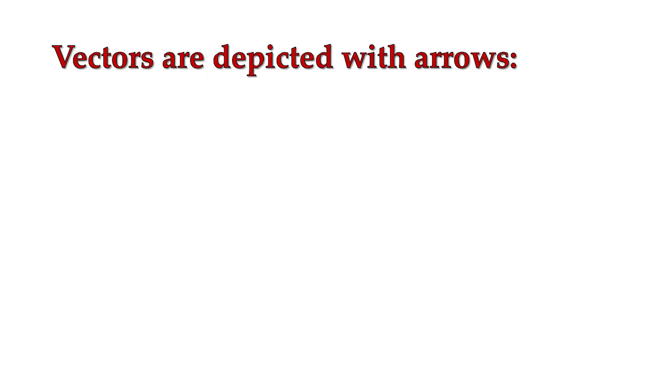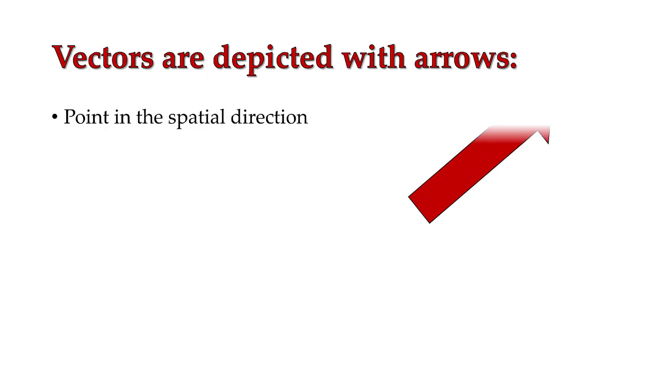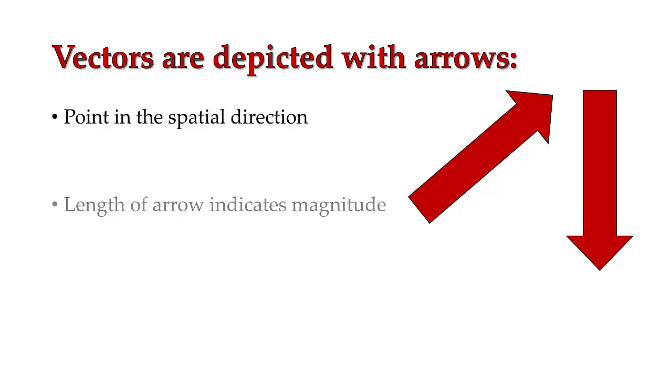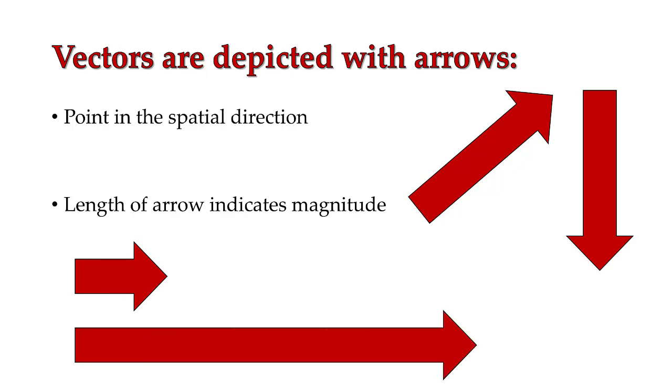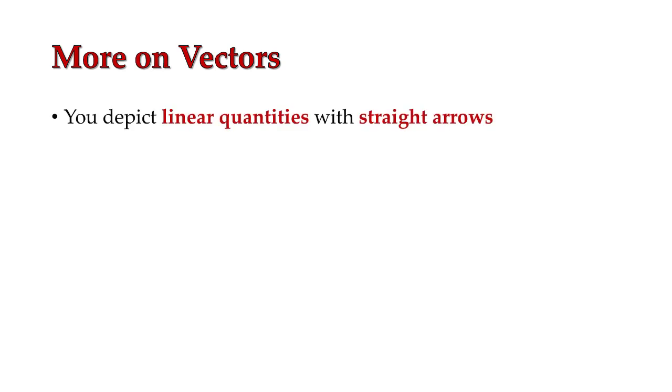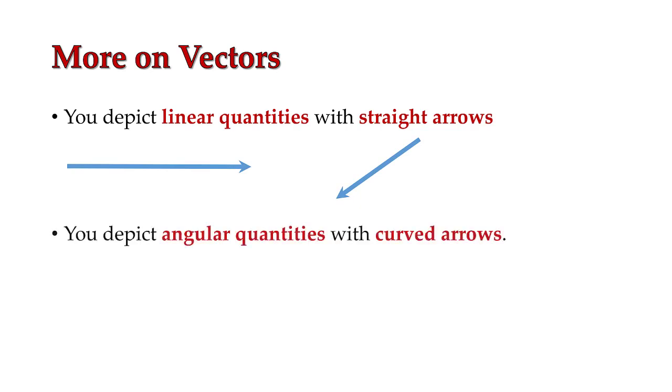We are going to make extensive use of vectors, and so it's important to realize that vectors are going to be depicted with arrows. They will actually point in that particular spatial direction, whether that be up, down, left, or right, or even, as the arrow depicted here shows, a diagonal. The length of the arrow will indicate its magnitude, so a short arrow will have a smaller magnitude than a longer arrow. Now, we will depict linear quantities, and again, we'll discuss more what linear quantities are a bit later in the course, with straight arrows, whereas angular quantities will be depicted with curved arrows.